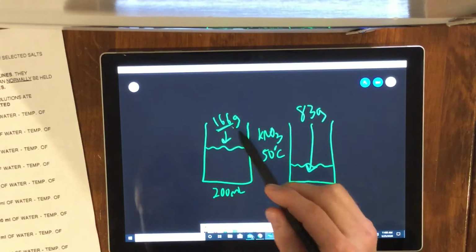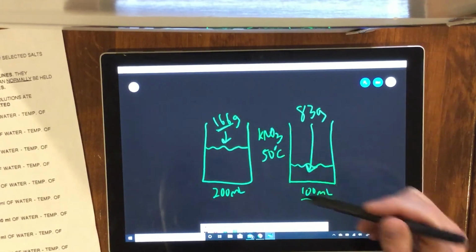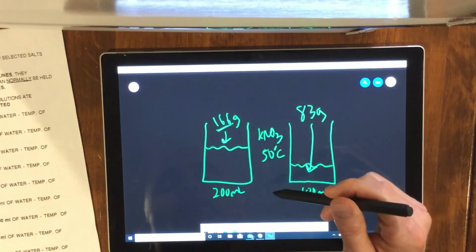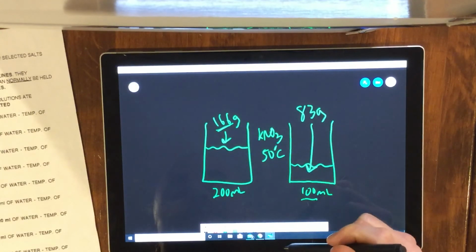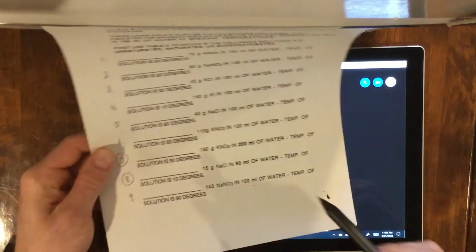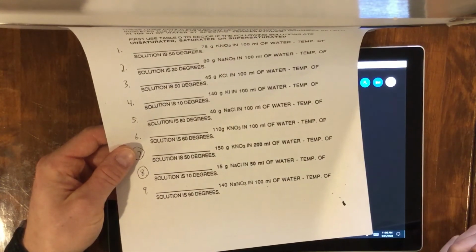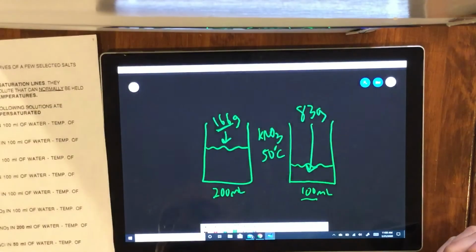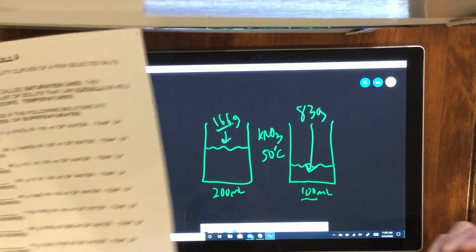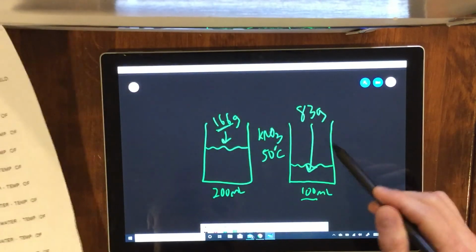If you put anything above that number, it's supersaturated. Anything under that number, it's unsaturated. Since this one says 150, we would be unsaturated. Unsaturated solution.